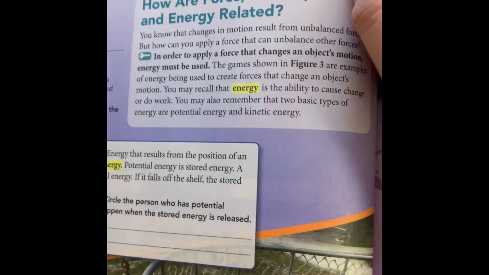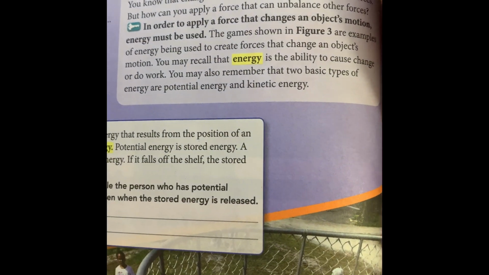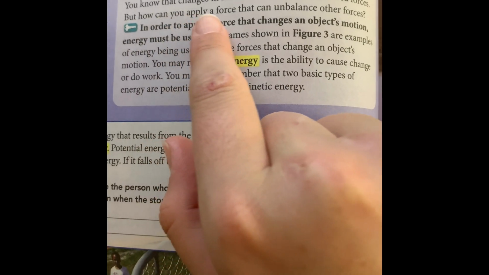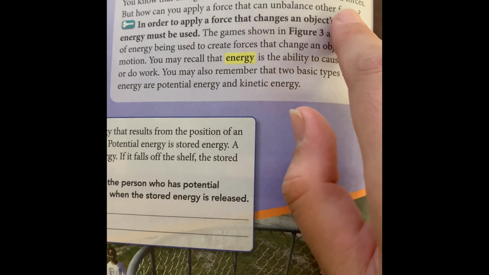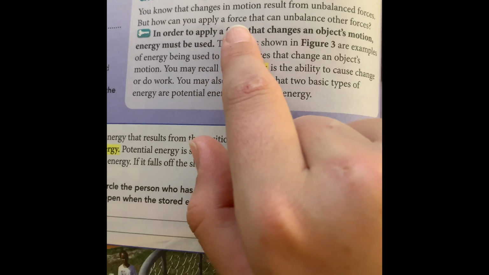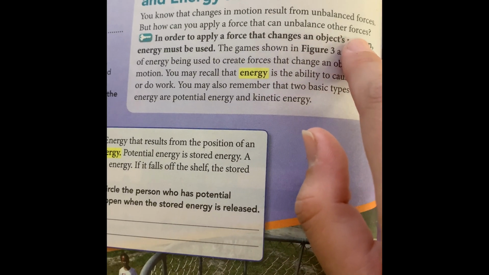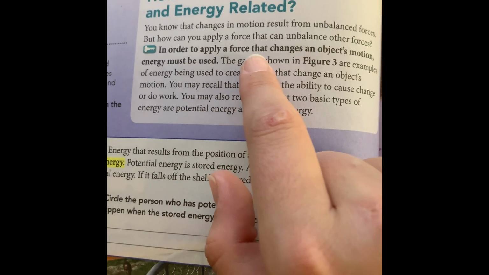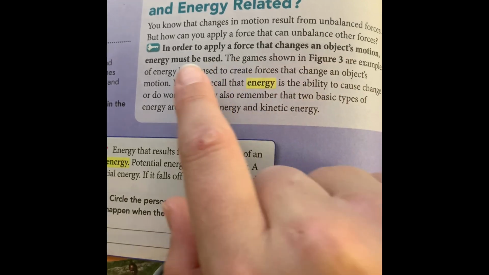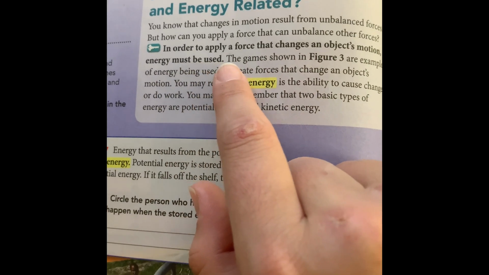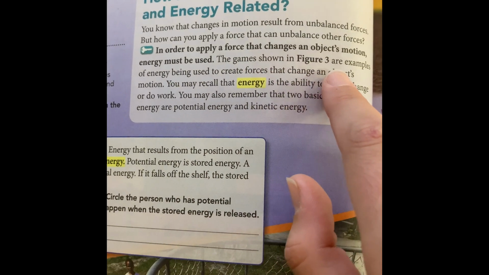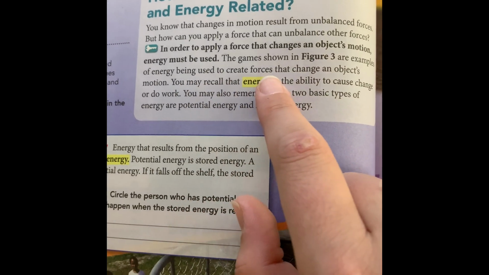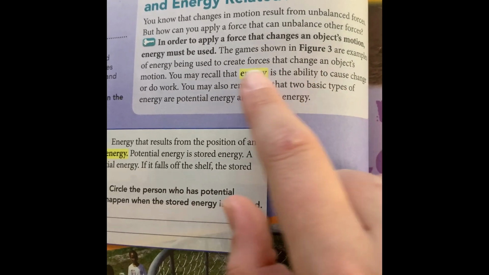All right, so how are force, motion, and energy related? You know that changes in motion result from unbalanced forces, but how can you apply a force that can unbalance other forces? In order to apply a force that changes an object's motion, energy must be used. The games shown in Figure 3 are examples of energy being used to create forces that change an object's motion.